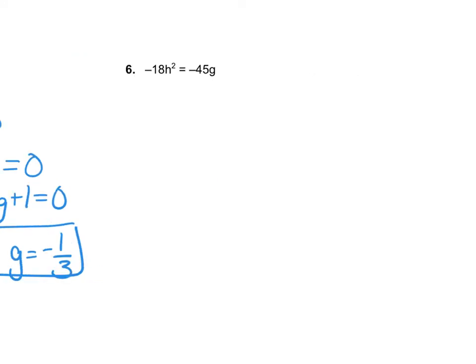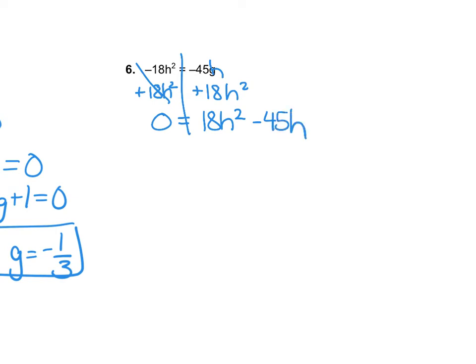All right, one more in this section. Let's say maybe this one I want to add the 18h squared. It doesn't matter, just showing that it does not matter which side you do. So I'd have 0 is equal to 18h squared minus, oops, this should have been an h, minus 45h. All right, so let's go ahead and factor out.